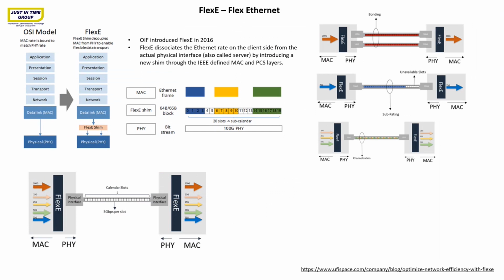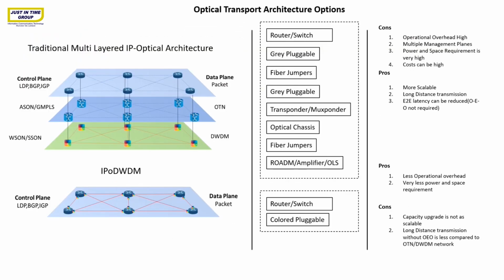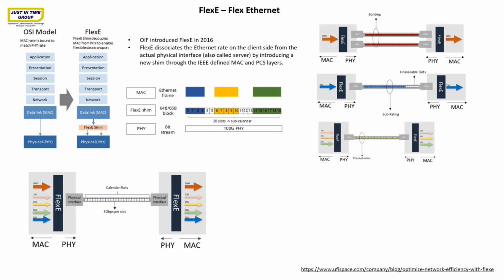So when you talk about optical domain innovations, another area is Flexible Ethernet. I briefly mentioned that one a couple of slides before. Flexible Ethernet is a standard that came in 2016, and it is popular mainly in China and Southeast Asian regions, not very popular in Europe and also North America. What Flex Ethernet brings to the table is that you can separate the MAC layer and the physical layer, and you introduce a new FlexE shim.